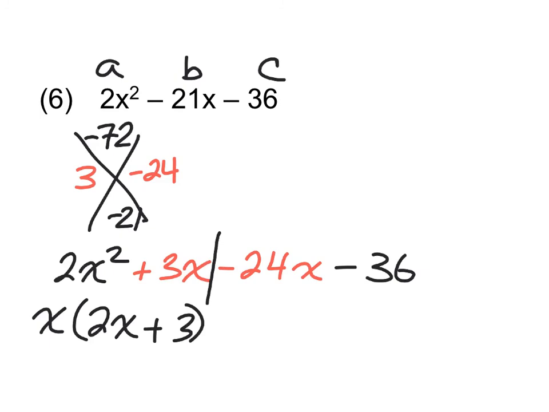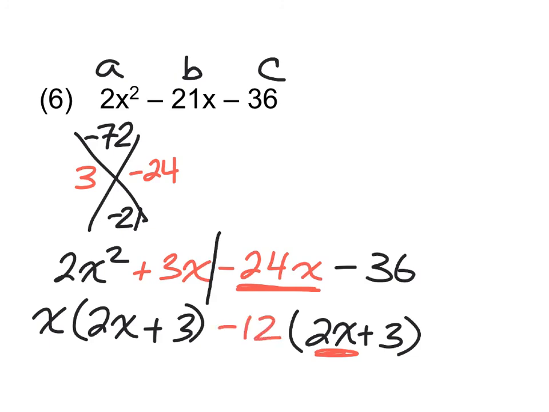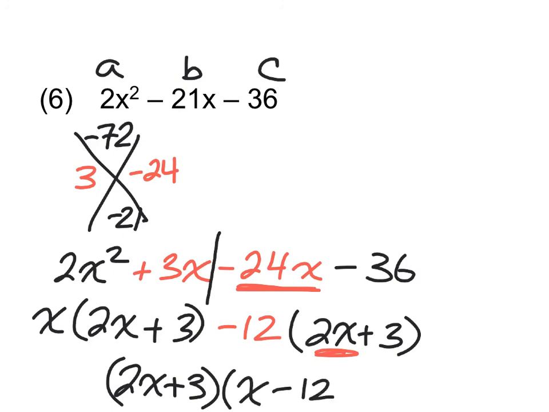All right, so I now know that the binomial on the right-hand side needs to be 2x plus 3. What should my multiplier be then? Basically, what do I have to multiply that 2x by in order to get a negative 24x? Negative 12. Negative 12. So now I have that common 2x plus 3. When I withdraw the 2x plus 3 from each part, it'll collapse down to just an x minus 12.